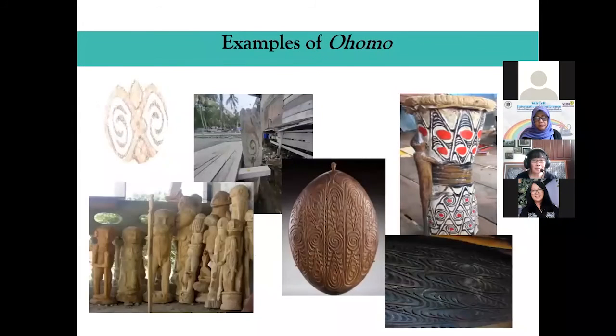Next, please. Ibu Bapak, these are examples of Homo. The left one is the foe, the circles, and the circle is then transformed into some subjects like tifa, plate, and also in some statues.